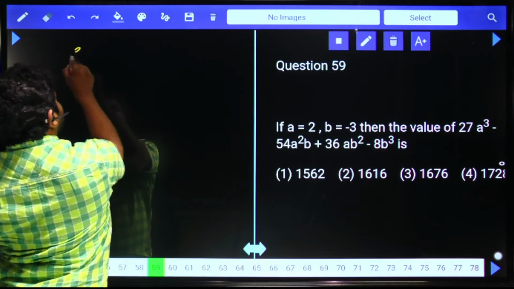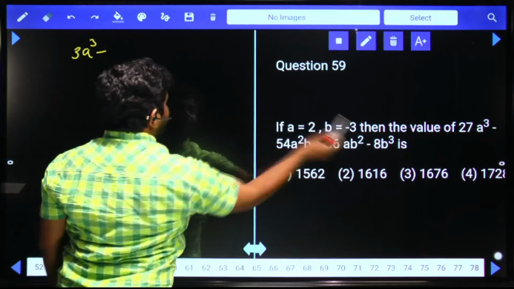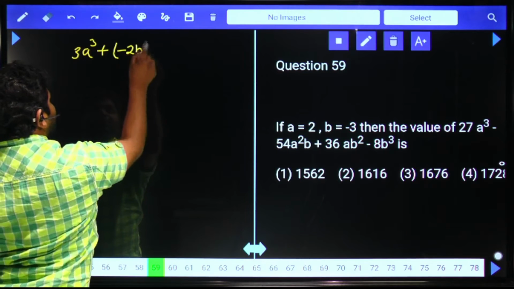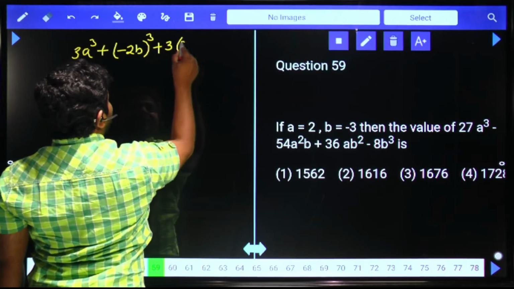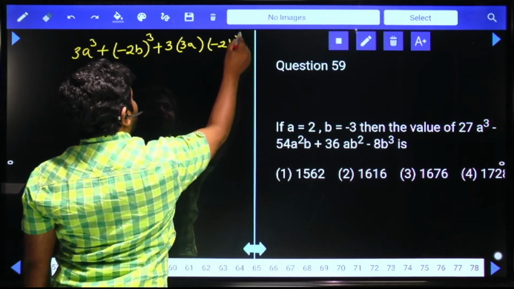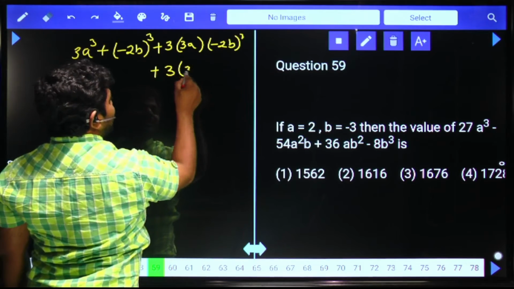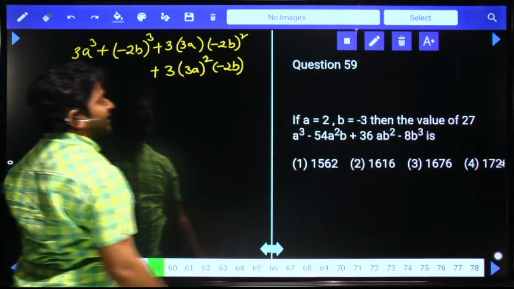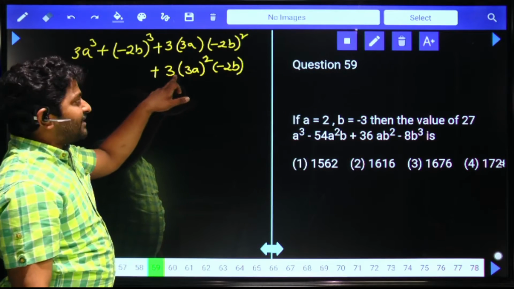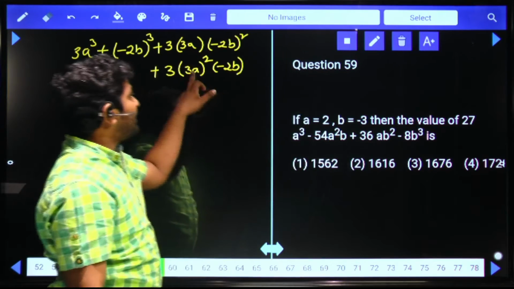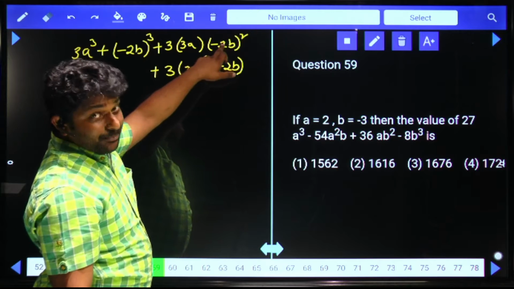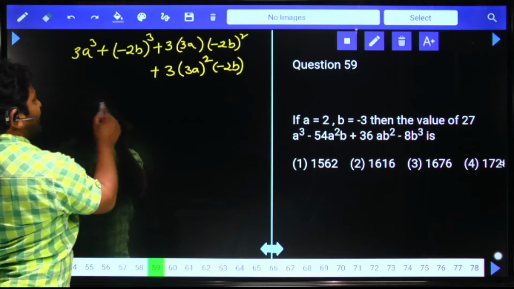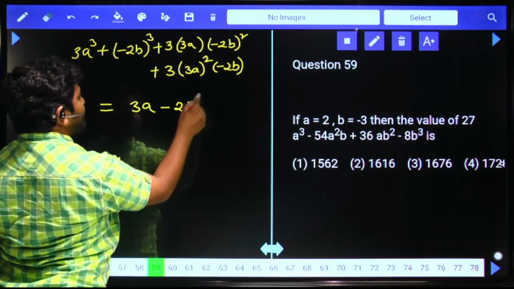And then let me write it. 3A cube minus 8B cube, I am going to write it as 3A whole cube plus minus 2B whole cube, plus 3AB square plus 3A square B. B cube is already there. So 3 into 3 square, 9, 9 into 3 is 27, 27 into minus 2, minus 54 A square B. 3 into 3, 9. 9 into minus 2 whole square, plus 2, 4. 4 into 9, 36. 36 AB square. So the entire value can be written as 3A minus 2B whole cube.